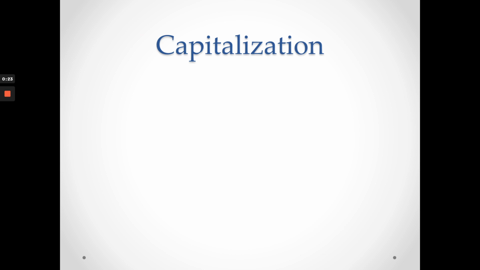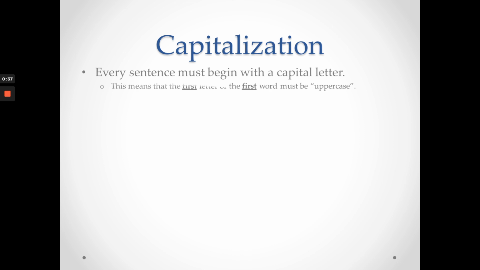So first things first, we have to talk about capitalization. When we're talking about sentence structure, it is always important to start off with capitalization. Every sentence must begin with a capital letter. This means that the first letter of the first word must be uppercase, big, or capital, however you refer to it, but the first letter must always be capital.